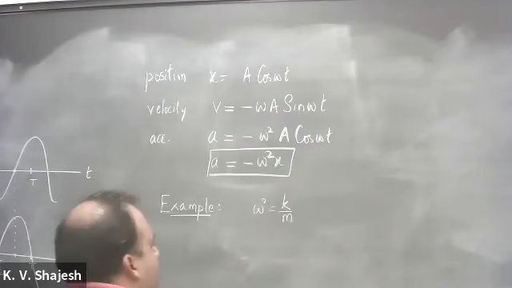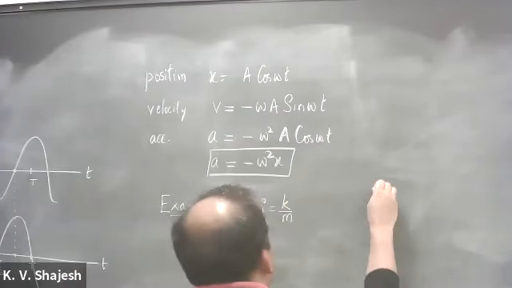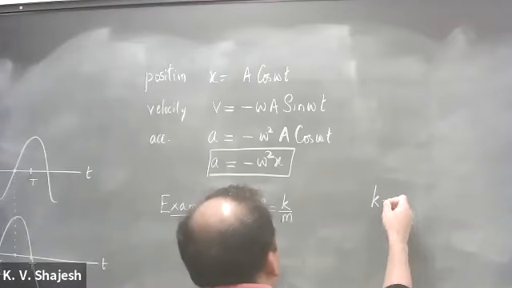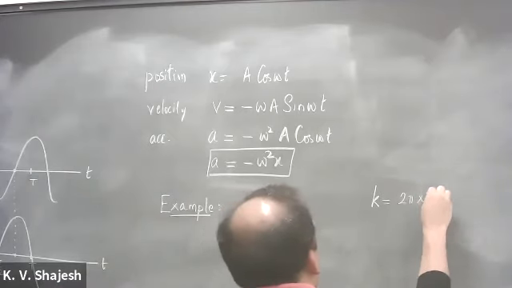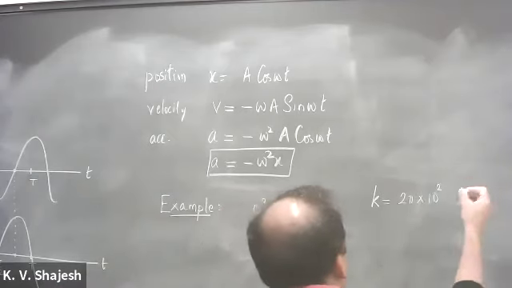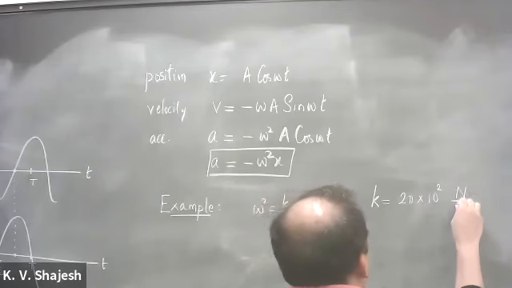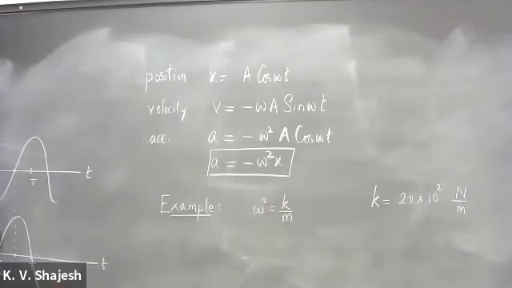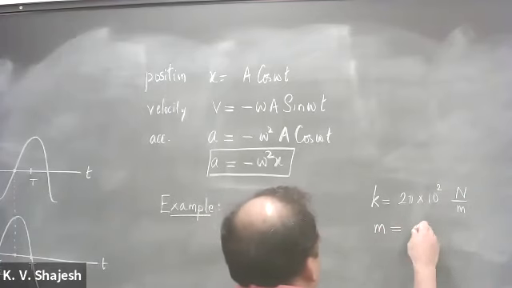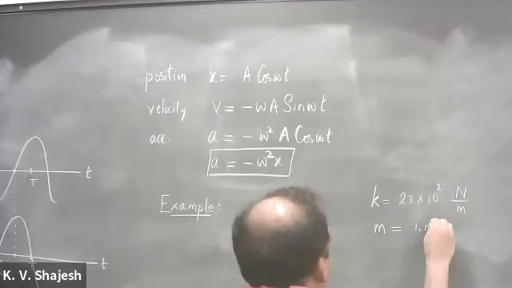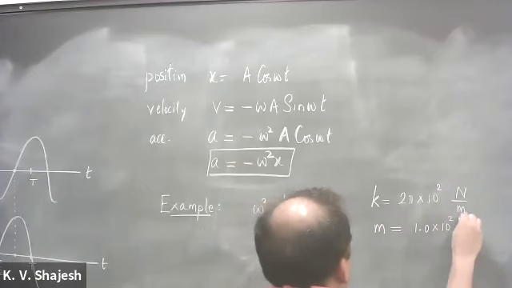So in the problem, we will be given that the spring constant k is equal, and let's choose a proper value so that things cancel out. So we have 2 pi into 10 raised to 2, let's say, and it is Newton per meter. Force is equal to k times x, so the unit of spring constant is Newton per meter. And let us say that the mass is equal to 1.0 into 10 raised to 2 kg.